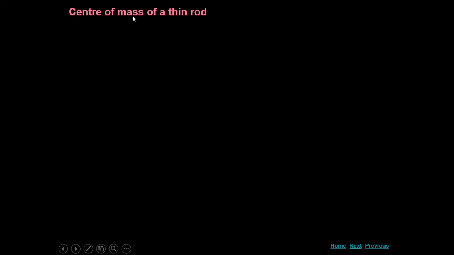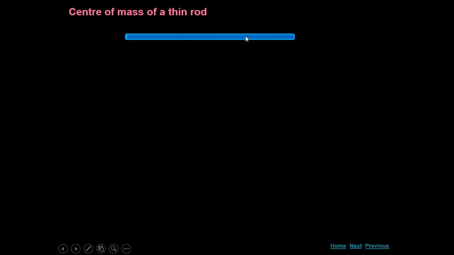Center of mass is nothing but a point where the entire mass of the body or the entire mass of the system is concentrated at one particular point. So today we are taking a thin rod and we are going to find out the location of the center of mass on this thin rod. We have to assume that this is made up of solid material with a homogeneous density.